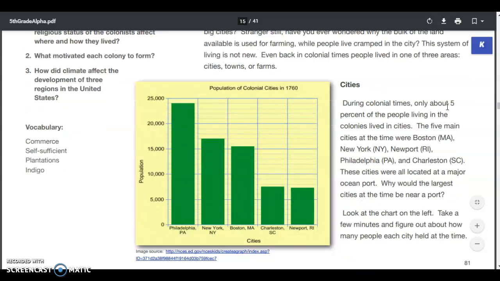During colonial times, only about 5% of the people living in the colonies lived in cities. The 5 main cities at the time were Boston, Massachusetts, New York, New York, Newport, Rhode Island, Philadelphia, Pennsylvania, and Charleston, South Carolina. These cities were all located at a major ocean port. Why would the largest cities at the time be near a port?